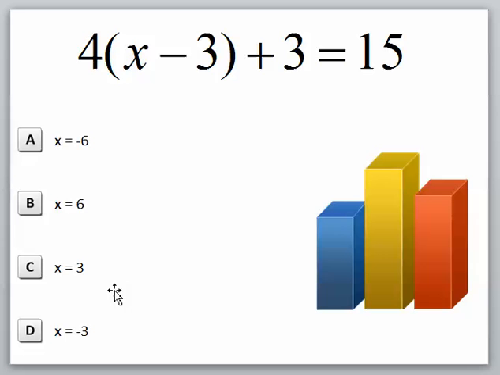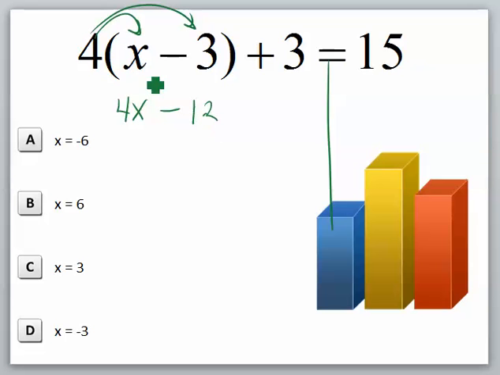Next problem, I have multiple choice to choose from. If you couldn't come up with the answer, you could plug in each of these answers to see which one works. We're going to distribute the 4 only to the x and to the 3. That's what's inside the parentheses. So I get 4x minus 12. And then I'll bring down my plus 3 equals 15.